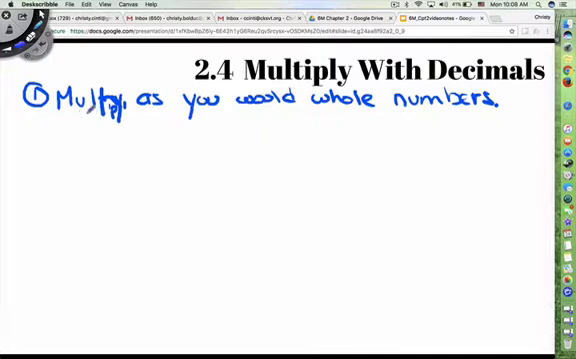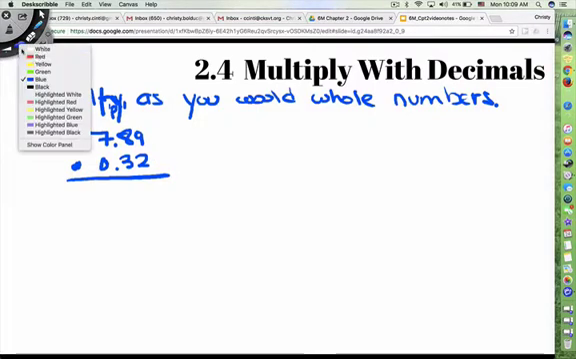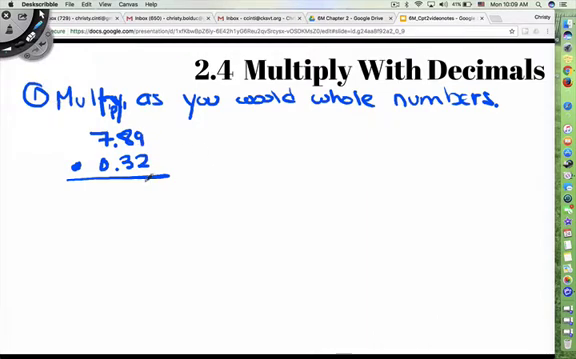Sorry, multiply. So if we have, let's say, 7.89 times 0.32, this is our multiplication problem. We're going to ignore the fact that there are decimals here, and just multiply as if they were whole numbers. So 9 times 2, 18. Again, organization is important. 16 plus 1 is 17. Carry the 1. 7 times 2 is 14, plus 1 is 15. Okay, no decimal work yet.